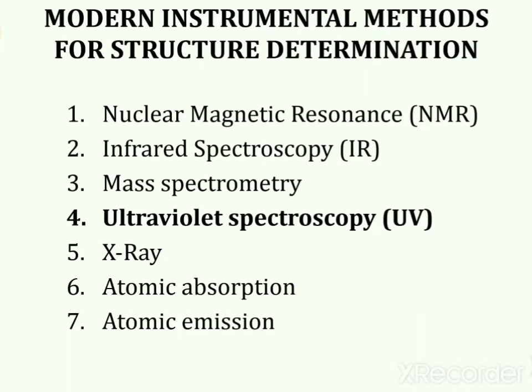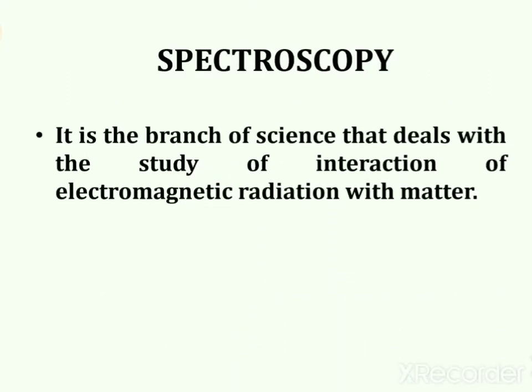The sixth and seventh methods include atomic absorption and atomic emission spectroscopy, and these methods are used for the determination of various elements. Combined, all these methods are used for the determination of the exact structure of any compound under investigation. Now, the next topic is spectroscopy. Spectroscopy is the branch of science that deals with the study of interaction of electromagnetic radiation with matter.